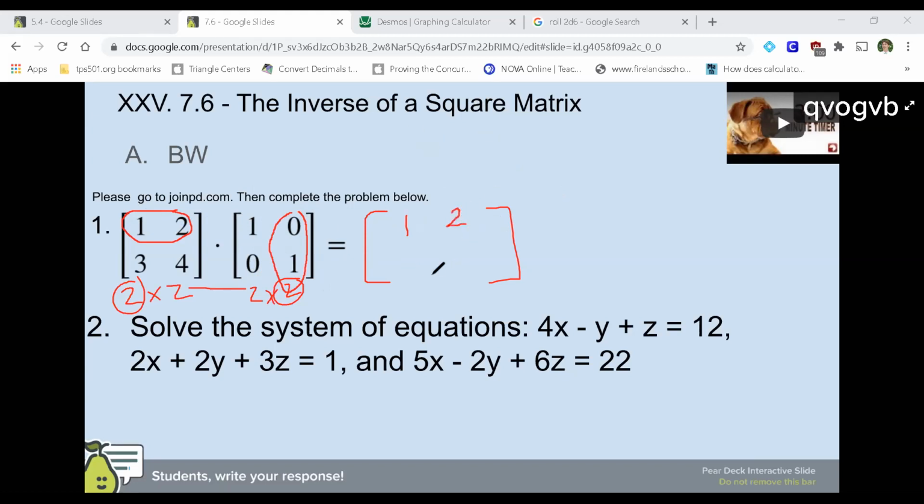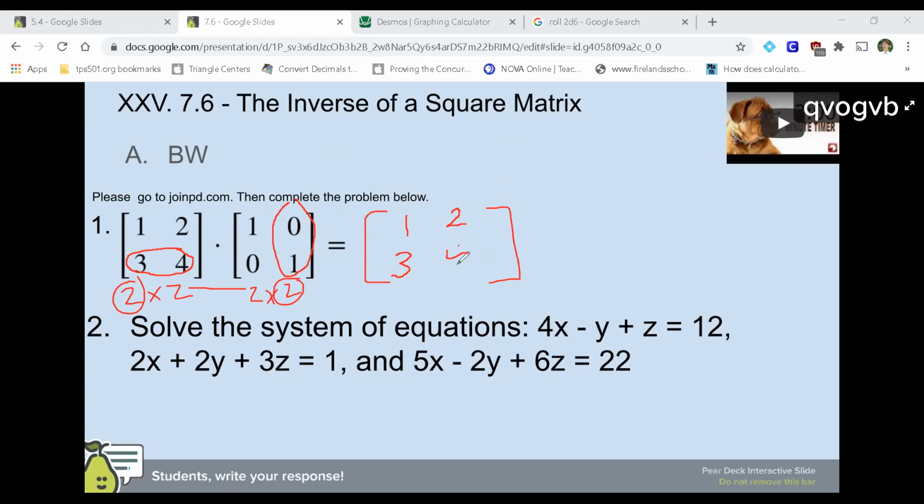Okay, now I've got a real trick question for you. How do I get that one? So 3 times the 1 and then 4 times the 0. Yeah, second row, first column. 3 times 1 is 3, 4 times 0 is 0. So this is 3. Last one. How do I get that one? 3 times 0 plus 4 times 1, which is 4.